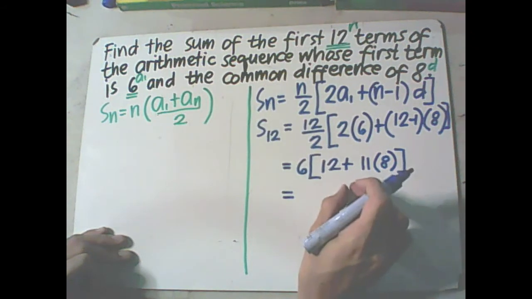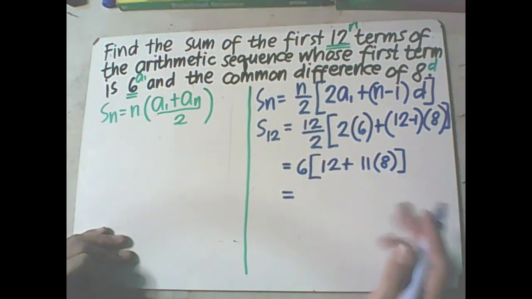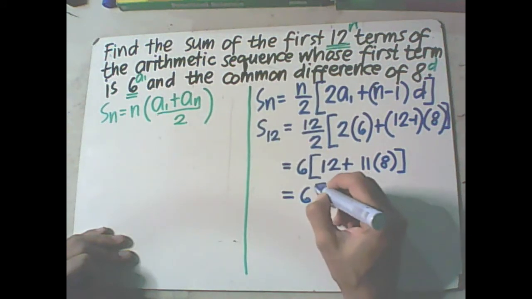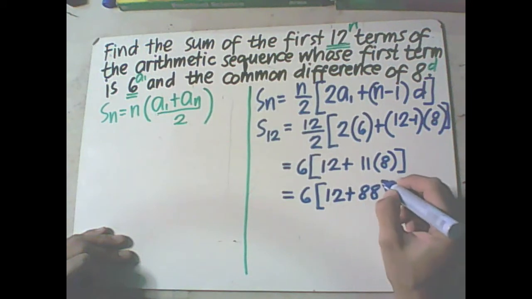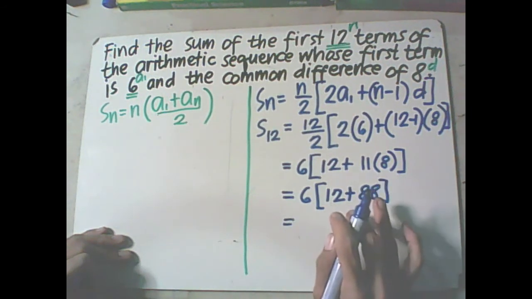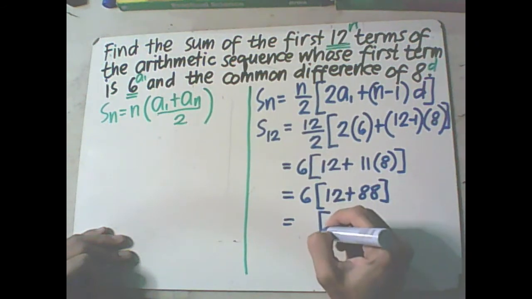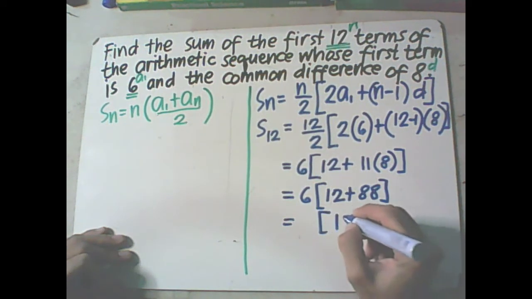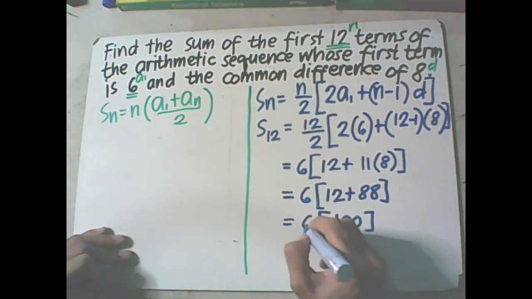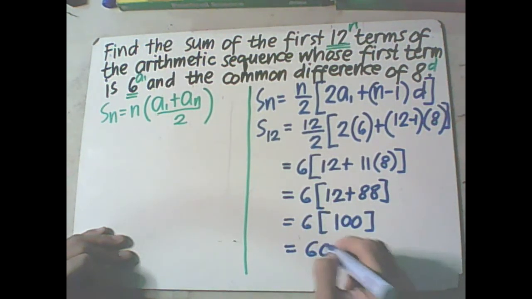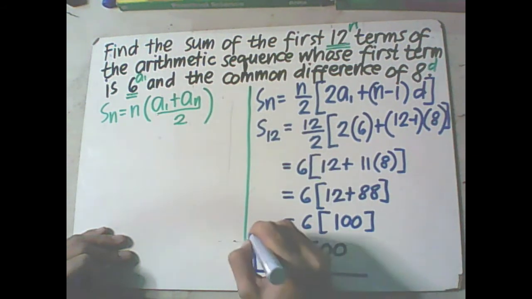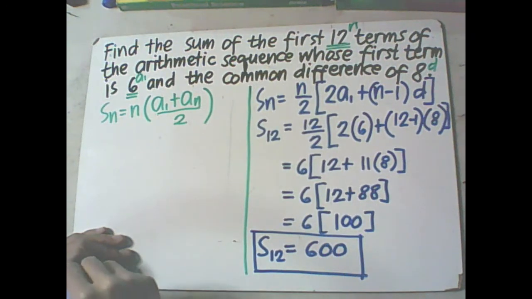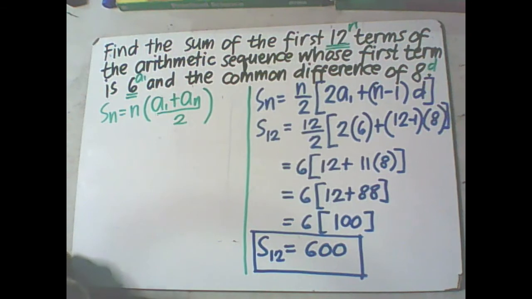Simplifying first the ones inside the grouping symbols, we have 12 plus 88. And what is 12 added with 88? That gives us 100 times 6, so that would be 600. Therefore, the sum of the first 12 terms of an arithmetic sequence whose first term is 6 and the common difference is 8 is 600.